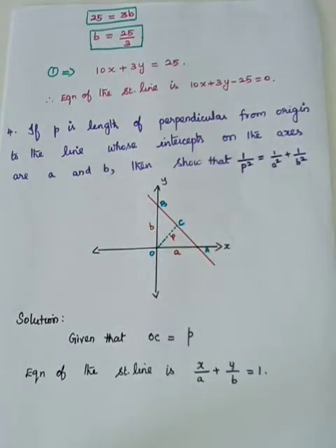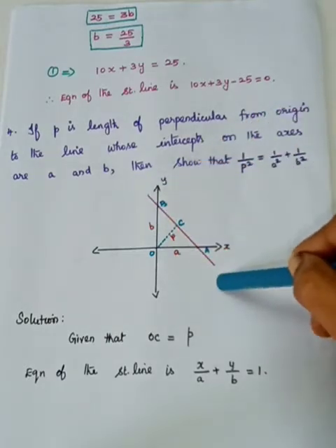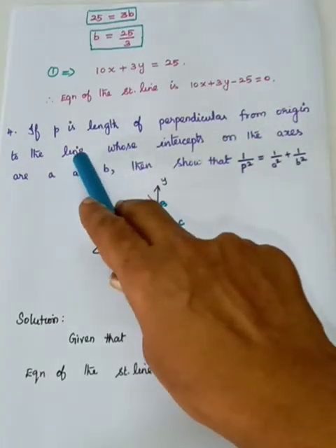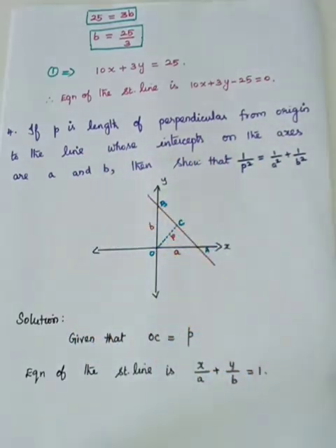Coming to the fourth problem: if p is the length of the perpendicular from the origin to the line whose intercepts on the axes are a and b, then show that 1 by p squared is equal to 1 by a squared plus 1 by b squared. Here p is the length of the perpendicular from the origin to the line. So I have taken the line, and it is given that the line's intercepts on the axes are a and b. So the intercepts are given.